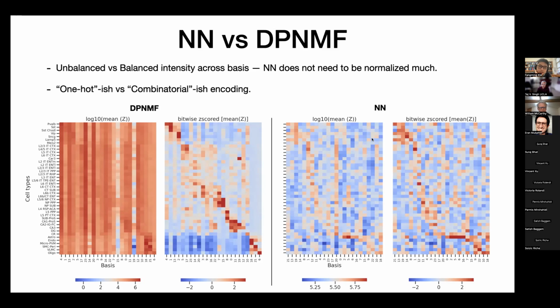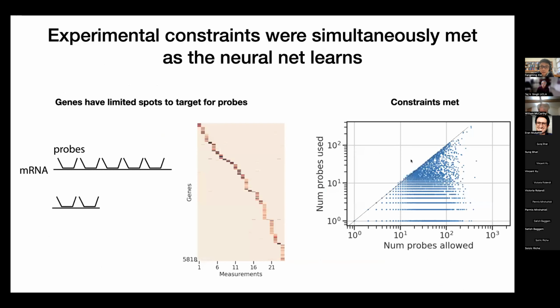One thing the neural network does is it tries to learn more balanced bases. In other words, in different rounds of imaging, different rounds of embedding, the signal intensity is more or less equivalent, versus the NMF-based design, which tends to have some bases with high intensity and some other bases with low intensity. So we don't have to do much normalization to capture these low dimensional differences among cell types. Another thing is the matrix factorization-based one tends to highlight one cell type or similar cell types individually with different bases, whereas the neural network based one tends to be a bit more combinatorial in its design to capture cell types. So that's one difference.